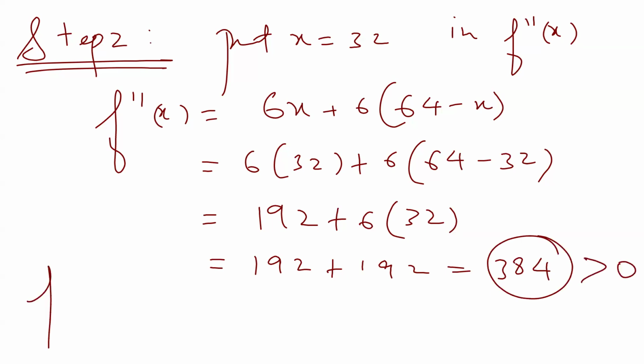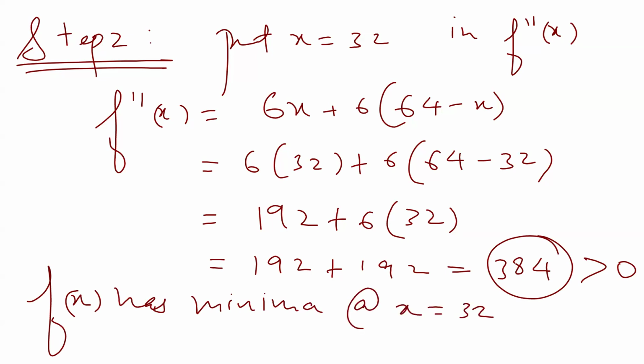Right? So f of x has minima. We were supposed to prove minimum at x equal to 32. Right? Yes or no? Are we supposed to find out the minimum value as well? No. We just have to prove that it is minimum, which we have done.